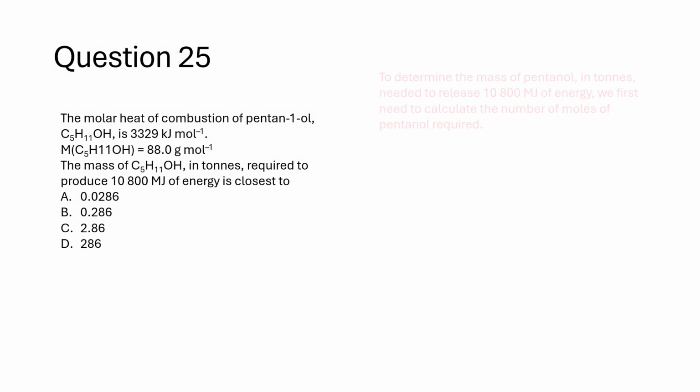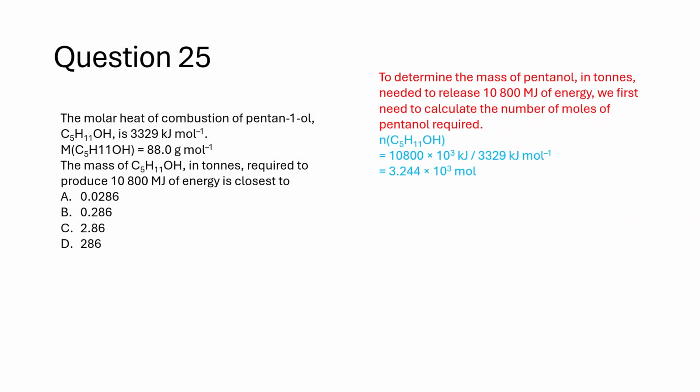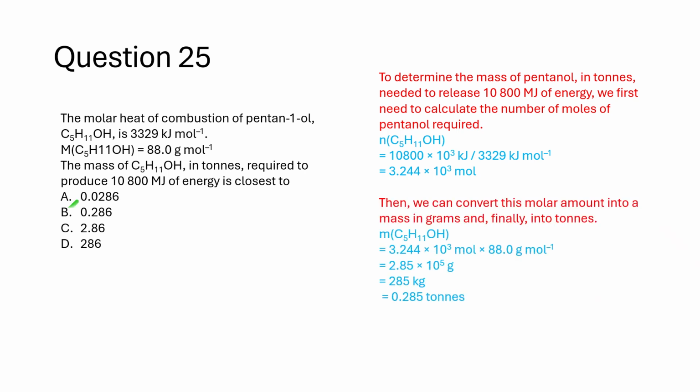To determine the mass of pentanol, in tons, needed to release 10,800 mJ of energy, we first need to calculate the number of moles of pentanol required. Then, we can convert this molar amount into a mass in grams and, finally, into tons.